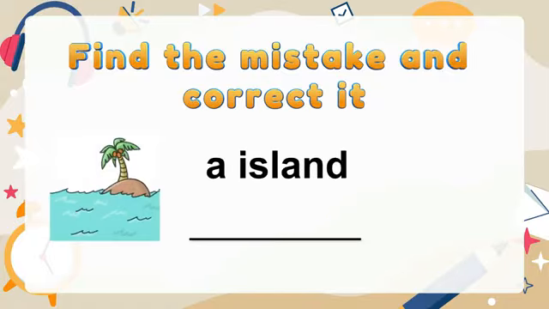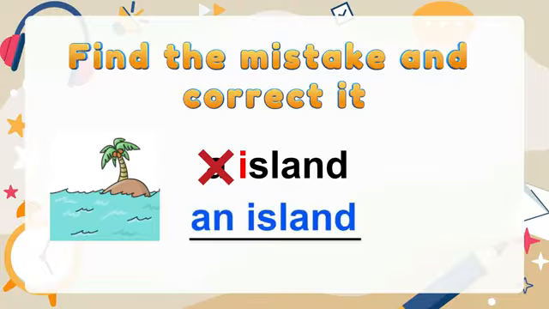A island. Island begins with a vowel. We use an with vowels. So you write an island on the line.